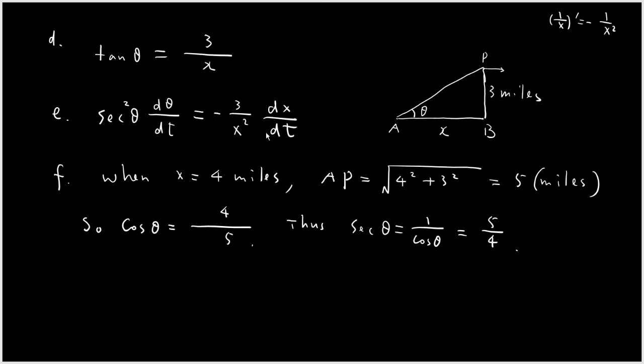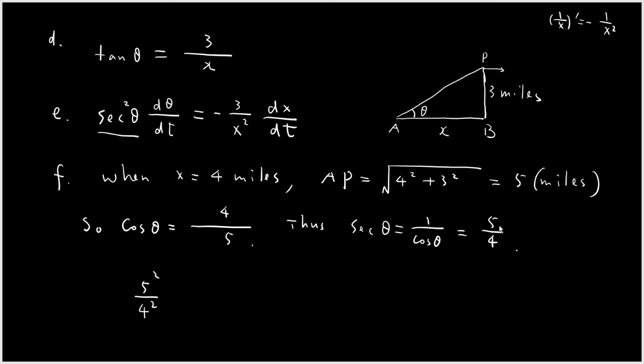In the question, we are looking for an instantaneous rate of change when x value is 4 miles. But when x value is 4 miles, secant of theta is 5 over 4. Right? Now when x value is 4 miles, we can plug everything into the equation. Secant of theta is equal to 5 over 4, so I'm going to replace that term with 5 over 4. Okay. 5 squared over 4 squared.